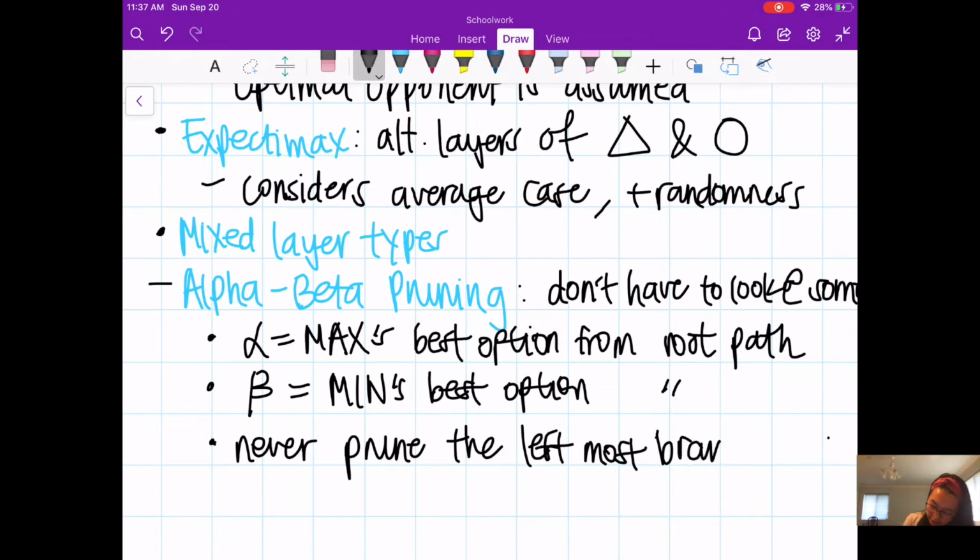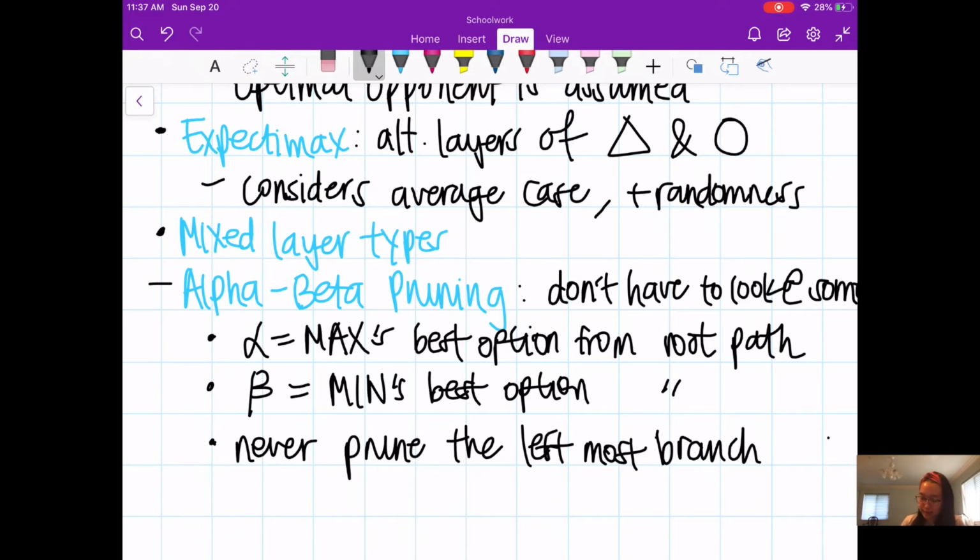And that's because when you look from left to right, the leftmost branch is the first branch that you look at. So you don't have any kind of base values to judge based on whether you can prune yet. So that's why the leftmost branch of the tree, you always have to keep all the values.